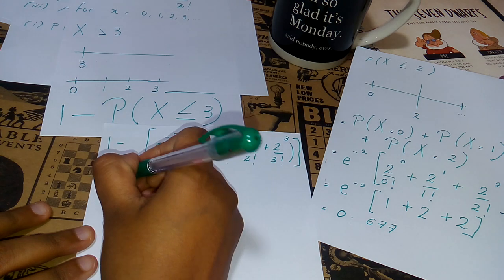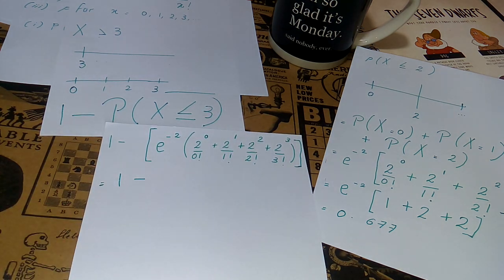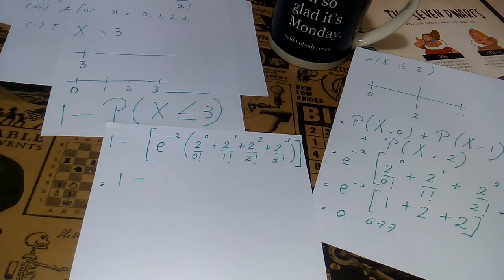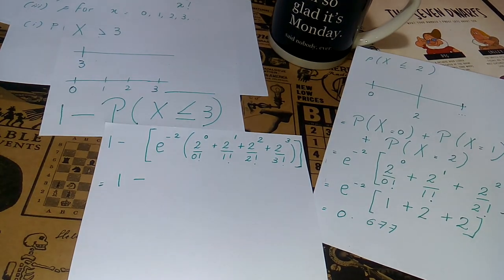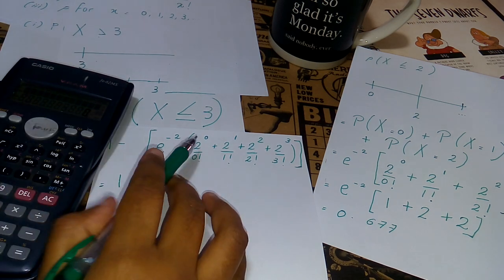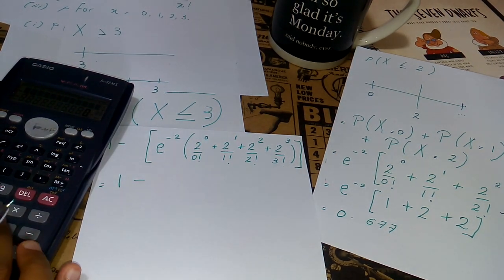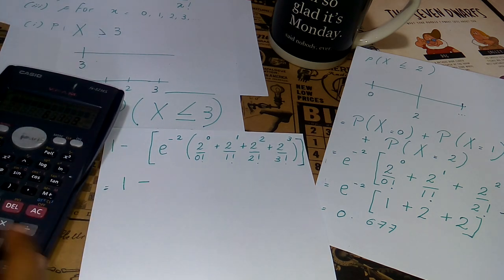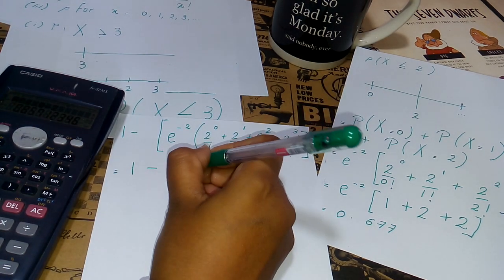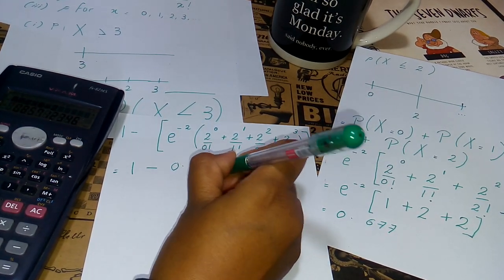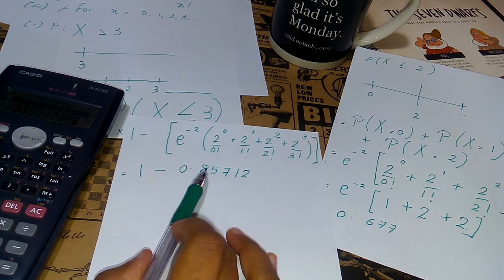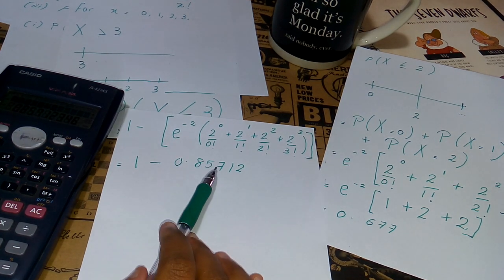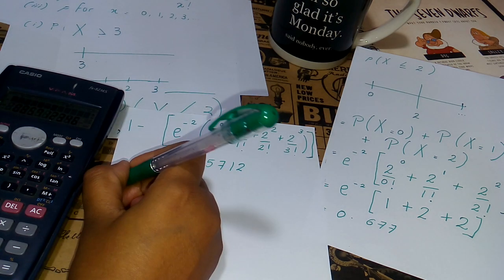I'll give you a few seconds to calculate this part. You can pause the video if you like. Okay, so we have 2 to the power 0, so 1 plus 2 plus 2 plus 8 over 6, which is 6 and 1/3. You multiply by the exponential of negative 2, and we have 0.85712. Since this is not the final answer, I'm going to take a little bit more than 3 decimal places, just to have an accurate answer.